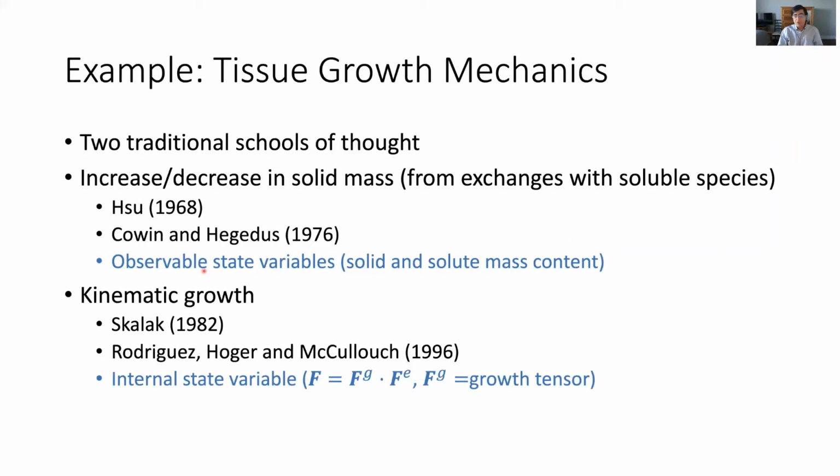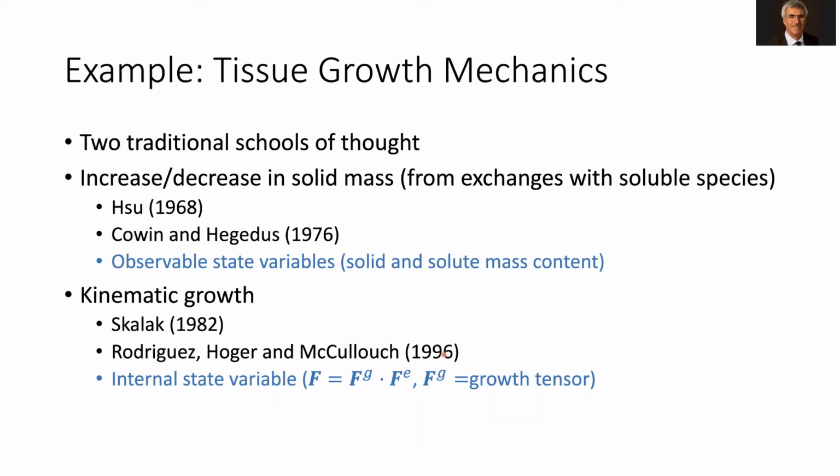But Richard Skalak, who's a professor at Columbia, he's now passed away. He went to UCSD, but I took a class with him back in 1986 or 87. So Richard Skalak proposed that growth should be a kinematic quantity. Like I explained earlier, growth is like a change in shape. But he didn't write down a set of equations. That was done by Anne Hoger and Andrew McCulloch with their student Rodriguez in 1994.